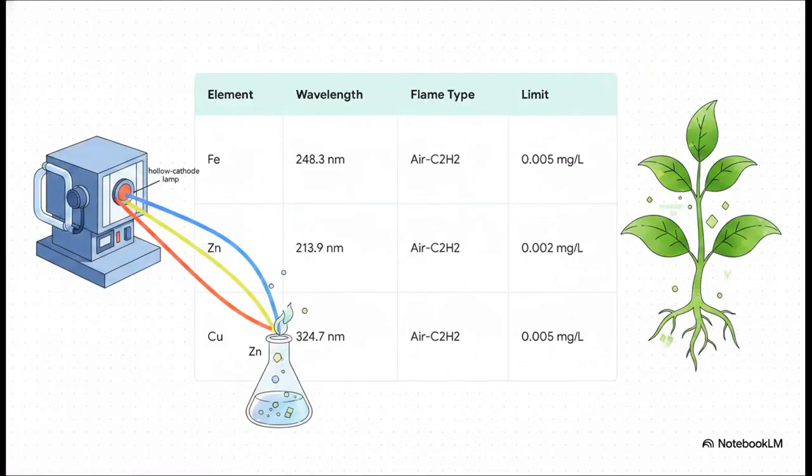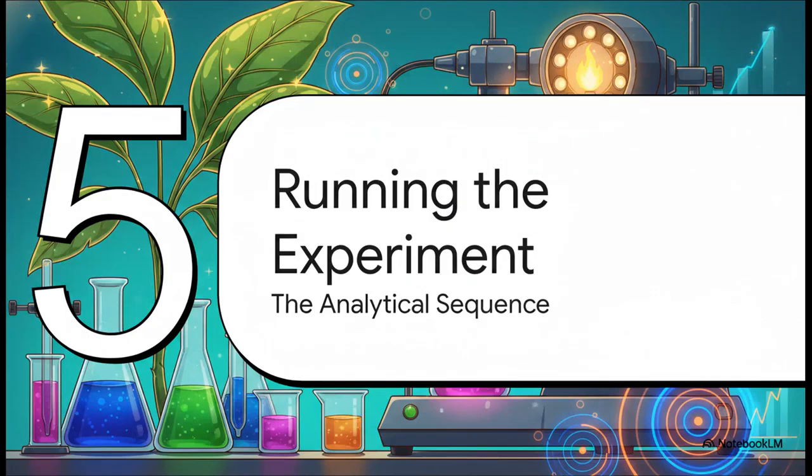Plus, because every single element absorbs light in its own unique way, we have to dial in the exact operating wavelength on the spectrophotometer. It's kind of like tuning a radio. For example, if we're hunting for iron, we set the machine to exactly 248.3 nanometers. For zinc, it's 213.9 nanometers. Tuning this hollow cathode lamp perfectly is what guarantees accurate detection down to those tiny, tiny fractions of a milligram per liter. All right, Section 5, Running the Experiment.